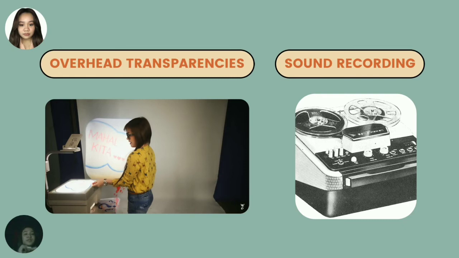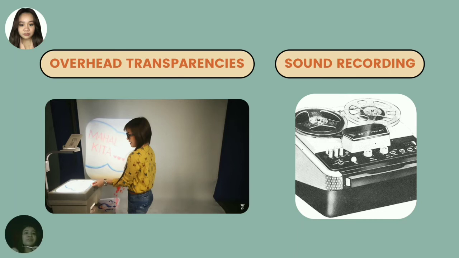Next, these are the examples of audiovisual media or aids. Some of them are traditional, but some of them have the touch of modern technology. So, first we have the overhead transparencies. An overhead transparency is an image, usually 8 by 11, if I'm not mistaken, on clear acetate or plastic, which has been prepared for use on an overhead projector.